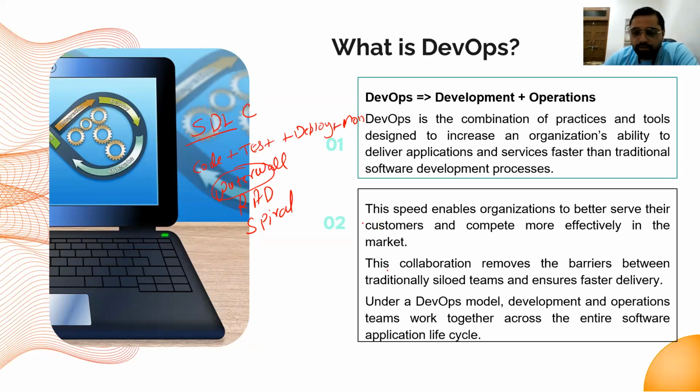And the collaboration, like here you can see, right? The collaboration removes the barrier between the traditional siloed teams and ensures faster delivery. So with DevOps, you can get faster delivery of your product. And yeah, so this is about DevOps.